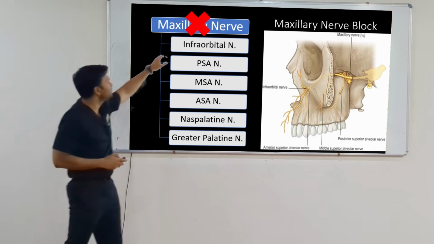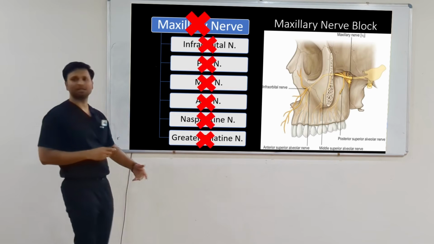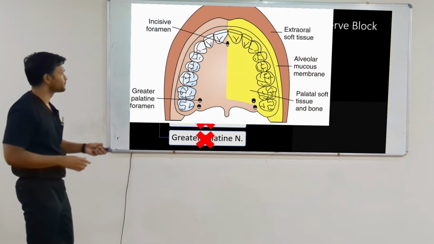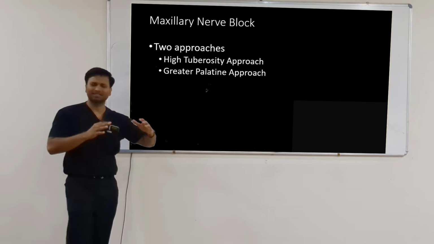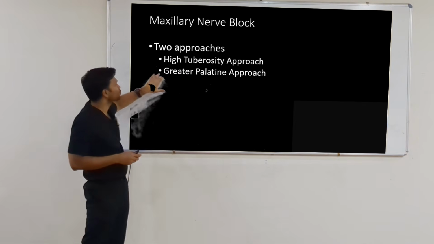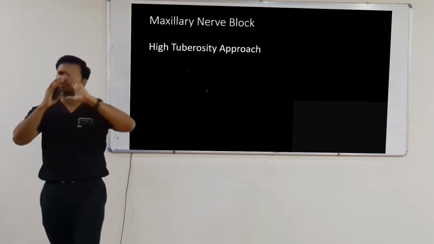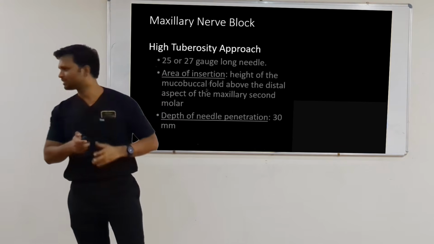So if we block the maxillary nerve in that region, these branches are automatically blocked. Okay. And this is one of the easiest actually. If you go for the high tuberosity approach, the greater palatine is a little technique sensitive. So anyways, there are two approaches to maxillary nerve block. We are going to first talk about the high tuberosity. Remember, it is almost identical to the PSA nerve block. There are only two differences.